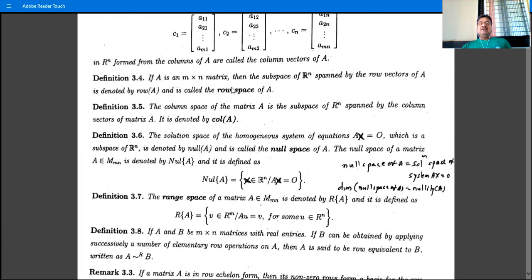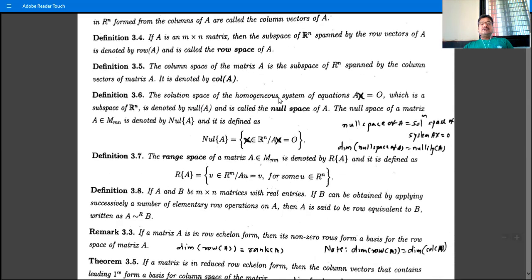Now the definition: if A is an m by n matrix, then the subspace of R^n spanned by the row vectors of A is denoted by row(A) and is called the row space of A. That is, the vector space spanned by the row vectors of A is called the row space of the matrix A, and is denoted by ROW A. And the subspace or vector space spanned by the column vectors of matrix A is denoted by COL A, that is, the column space of matrix A. So column space means the vector space spanned by the column vectors of the matrix A.